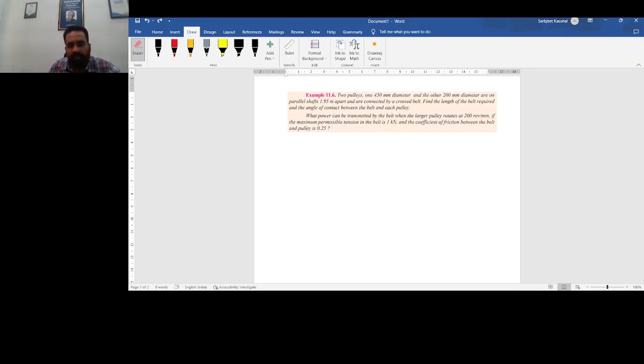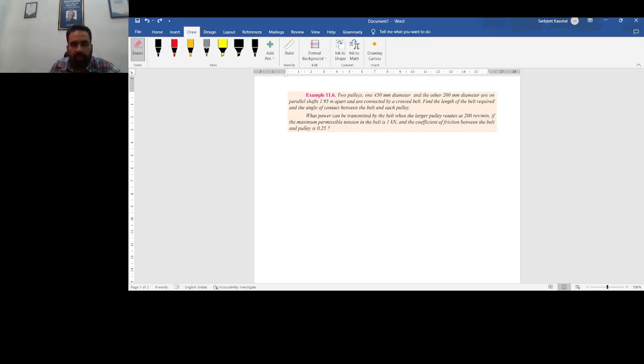So, in yesterday's lecture, we completed the length of belt drive. Then we found the ratio of driving tension between the tight and slack side, and then we found the relation between the ratio of tight side and slack side tensions and the angle of contact. So today we will try to solve some numericals related to the power transmission of the belt drive and the length of the belt drive.